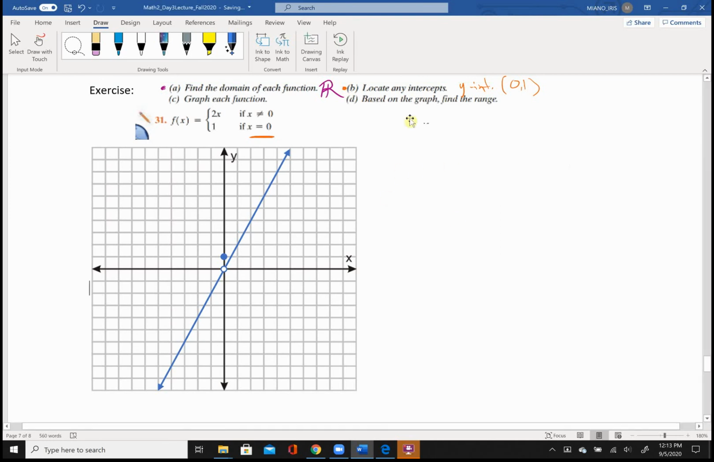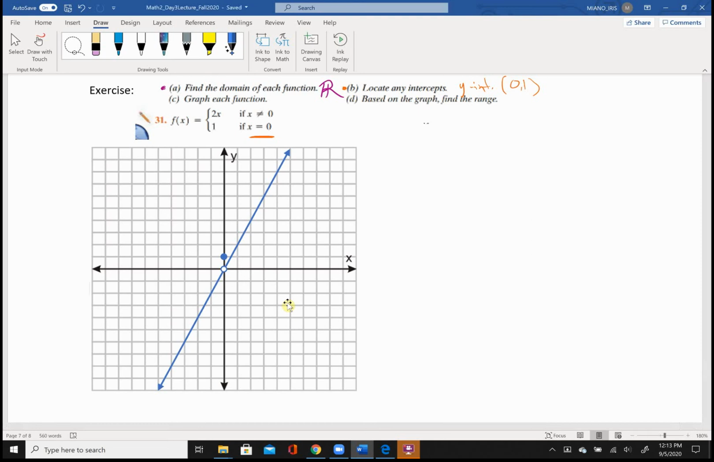Okay, so in any event, I think we are ready to talk about the range. Now the range is going to be everything, like all y values are possible with the exception of 0, right?